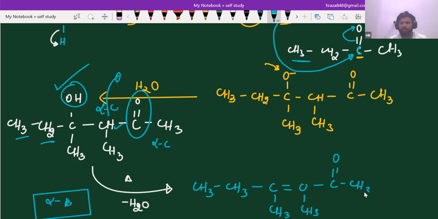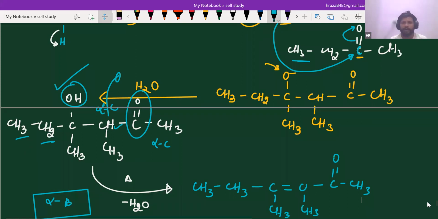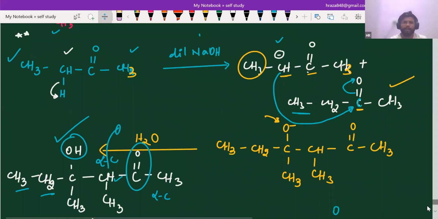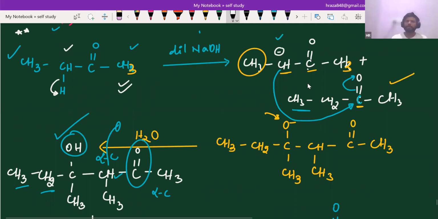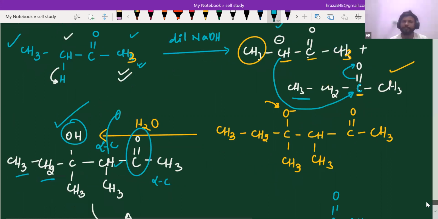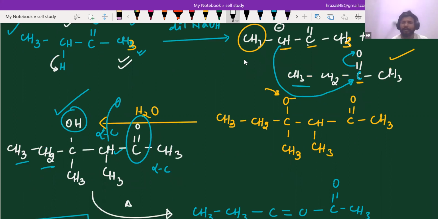Okay, one more question which is very important. If you remove alpha hydrogen from here, you will get another product. So if you remove the alpha hydrogen from here, you will get another product. Are you getting my point? Alpha hydrogen is the most acidic hydrogen. Please do write it. I'm waiting.